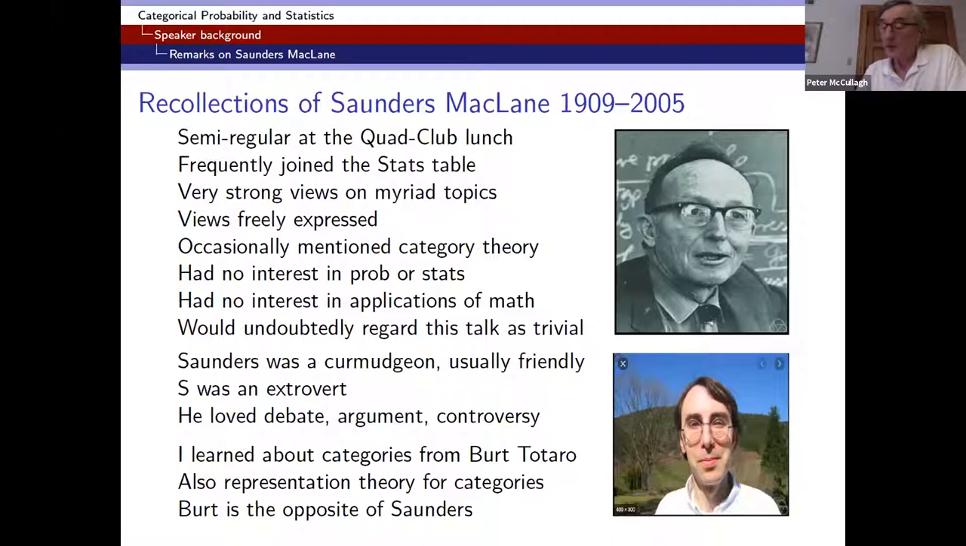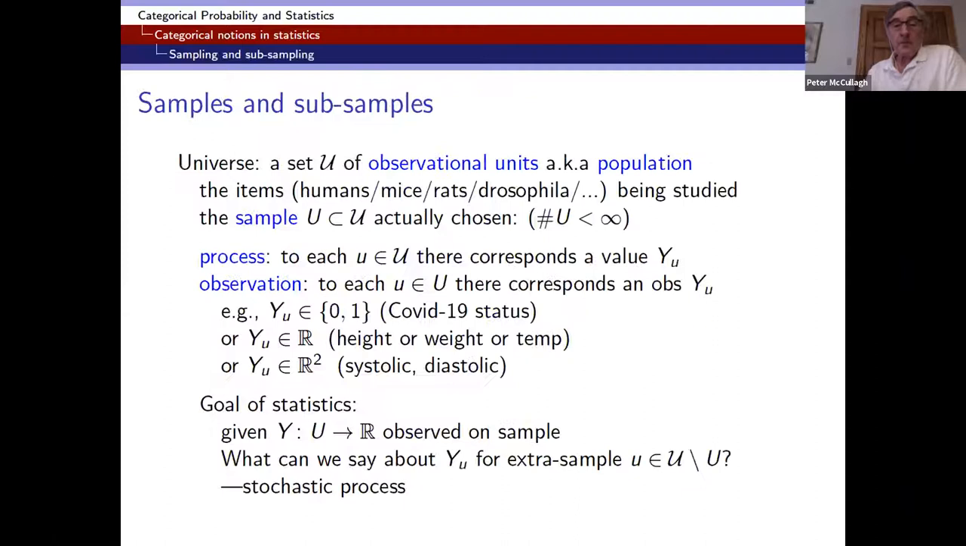Okay, so let me just say a little bit about samples and subsamples. Now, I should say there's going to be very few commutative diagrams in this. It's going to be very concrete. So from a statistician's point of view, for this particular sort of setup, we're interested in, I suppose you would call it, an exchangeable process in some sense. The universe, or the population, is a set of things that we might or in principle could observe. The items, whatever it is that are being studied, and the sample is always finite.